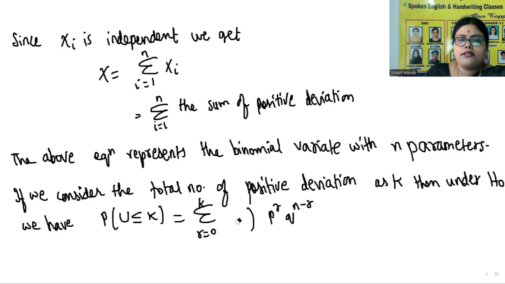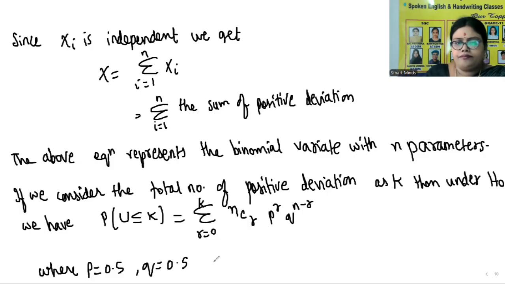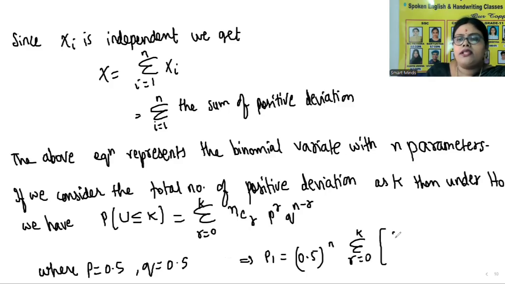This is not n by r, this is actually nCr, p power r q power n minus r, where p is 0.5 and q is 0.5. If p and q are 0.5, then you will get P1 is equal to 0.5 whole power n, sigma r is equal to 0 to k of nCr. We can denote nCr like this also, with n and r in a matrix form.